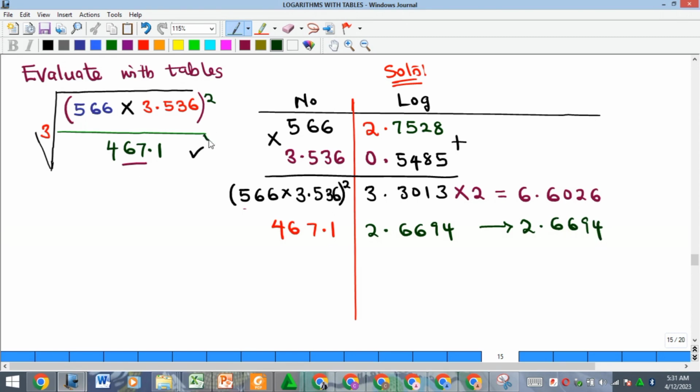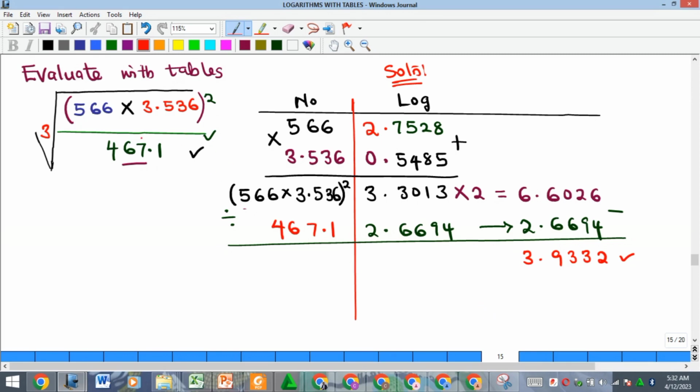Why did I do that? Because we are having division here, and you recall that we are dividing these two. So we are going to subtract these two, and when we subtract, we get 3.9332. So carefully do all of this and ensure that they are the same. After we've subtracted, it means that this value here is the value of everything under the root.